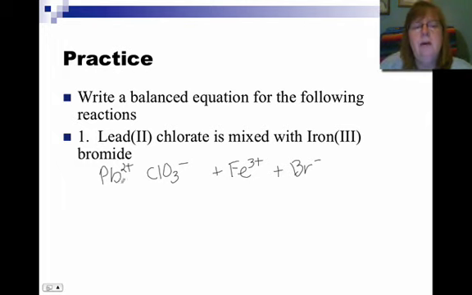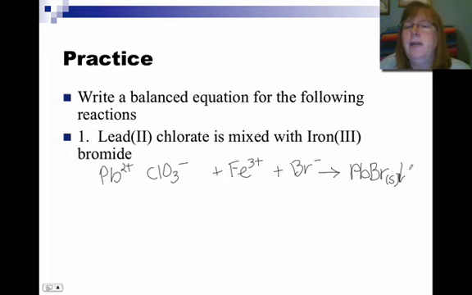Now, the lead is going to go with the bromide. Do they form a precipitate? Is lead bromide soluble? The answer is it is not soluble. So we're going to put them together, lead bromide, and it's a precipitate or a solid. This S stands for solid. When I was in chemistry, I used to put an arrow going down. That meant a precipitate. But the correct way to do it is to write an S like that.